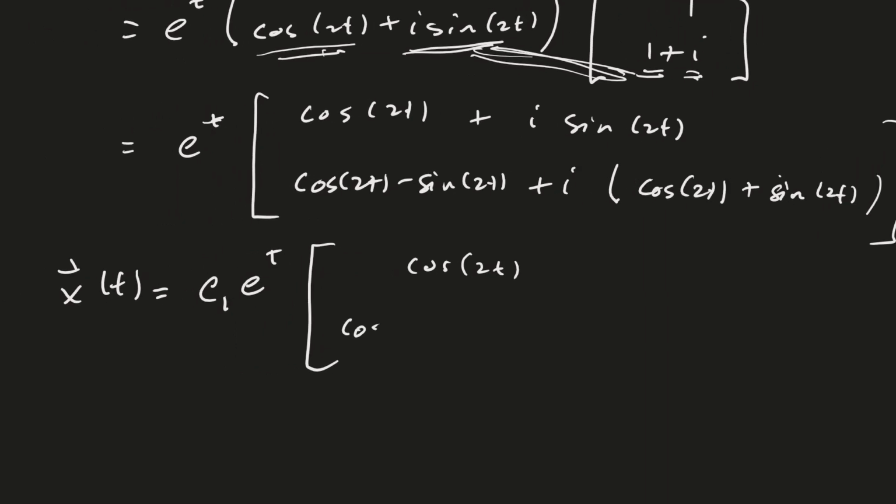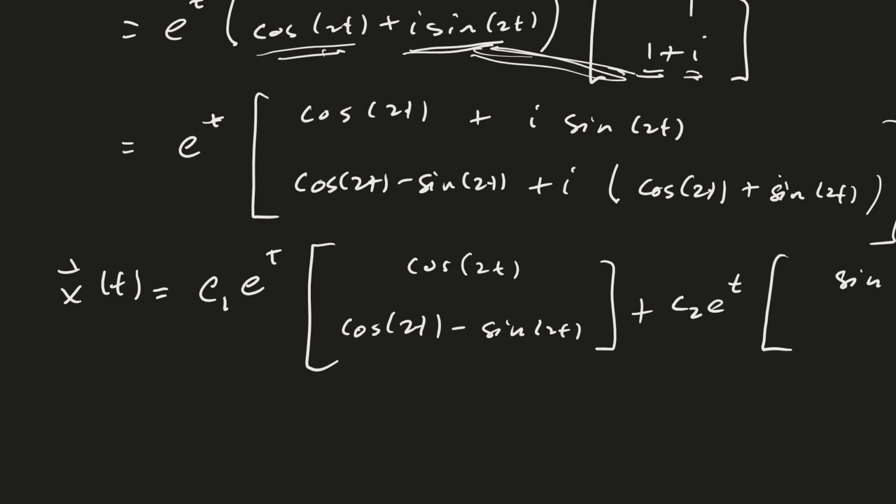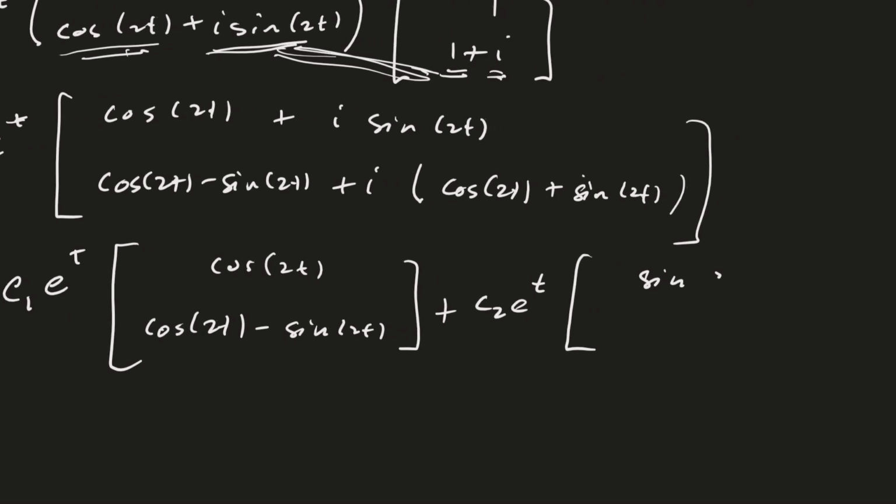Cosine of 2t minus the sine of 2t, plus c2 e to the t, sine of 2t over cosine of 2t plus sine of 2t.